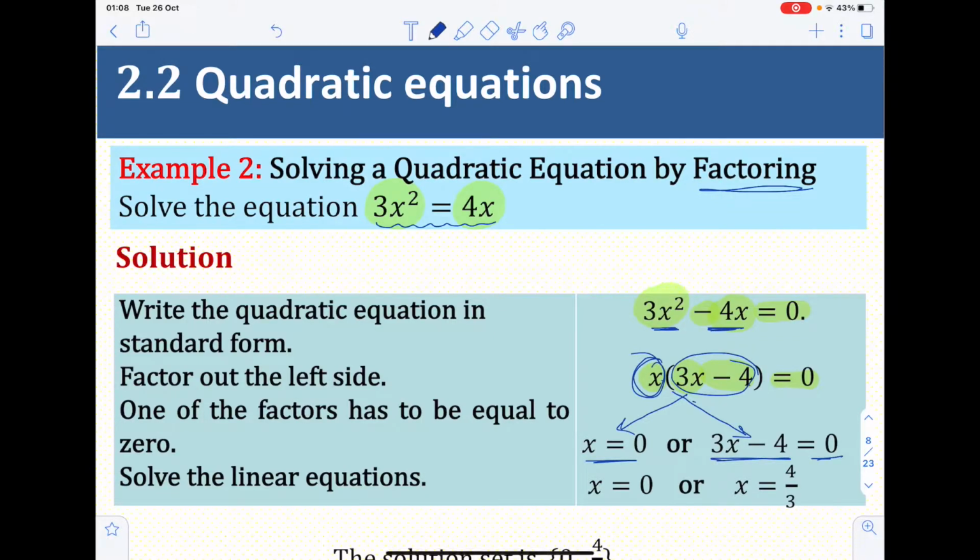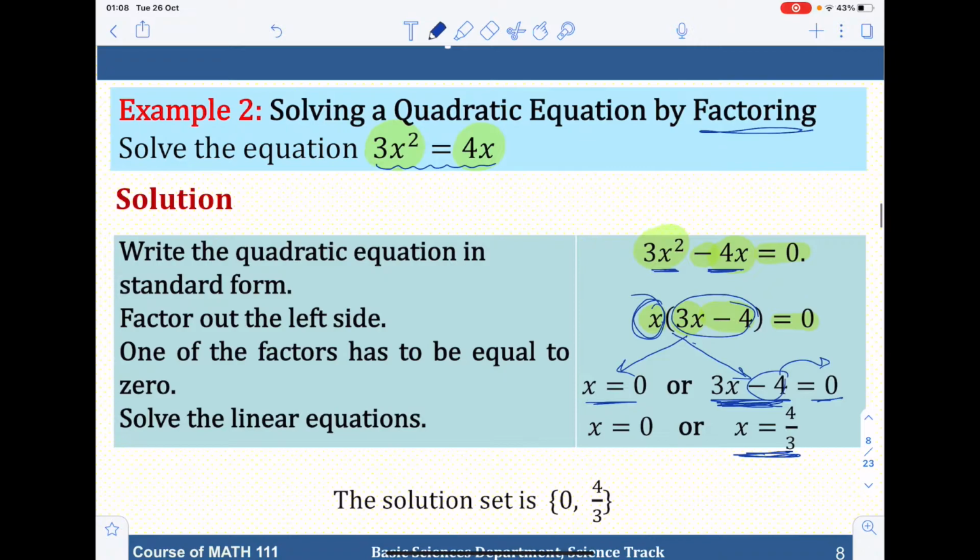Okay, so I can solve this to find the x value. I'm going to move the 4 to the other side, then I will divide by the coefficient of x, which is 3. So x equals 4 over 3. Then we can write the solution set, which is 0 and 4 over 3.